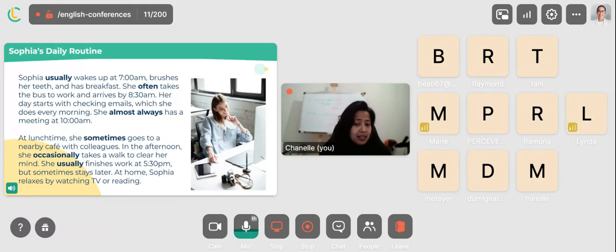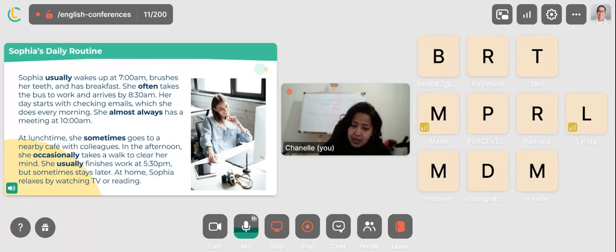Sophia's daily routine. Sophia usually wakes up at 7 a.m., brushes her teeth, and has breakfast. She often takes the bus to work and arrives at 8:30 a.m. Her day starts with checking emails, which she does every morning. She almost always has a meeting at 10 a.m.